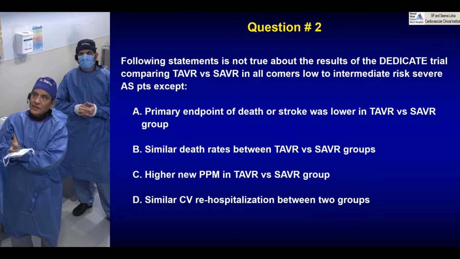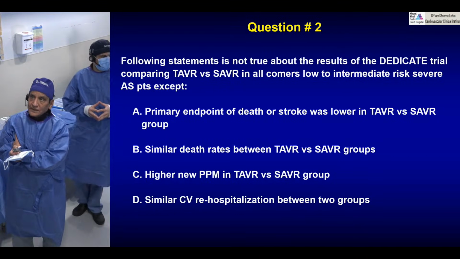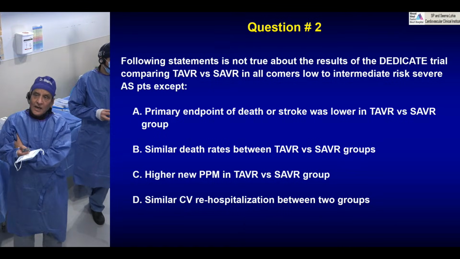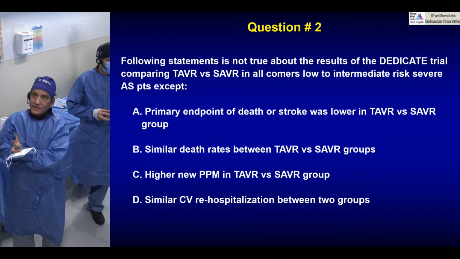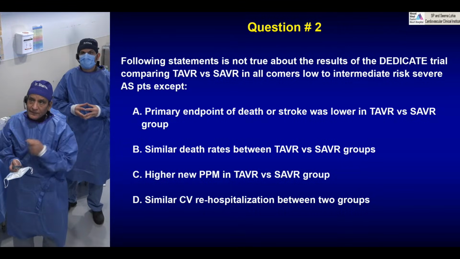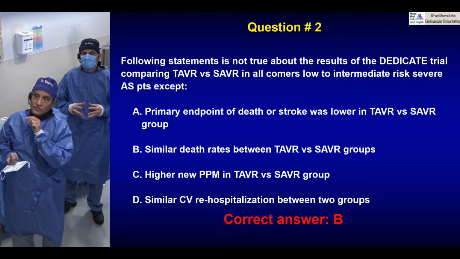Second, the following statement is not true about the results of the DEDICATE trial comparing TAVR versus surgery in all-comer low to intermediate risk AS, where the primary endpoint of death or stroke was lower in the TAVR versus surgery, similar death rates between TAVR versus surgery, higher new permanent pacemaker in TAVR versus surgery, and similar cardiovascular rehospitalization. The difference was there was a lower mortality in the TAVR group compared to surgery, so that's a wrong answer.